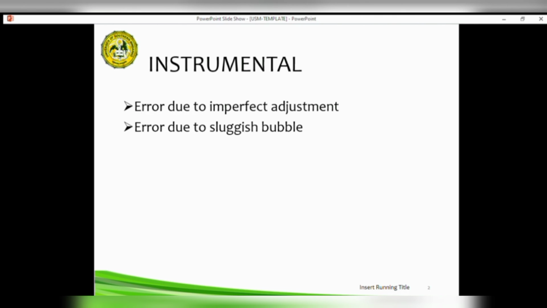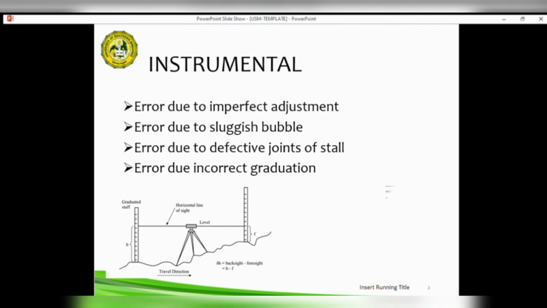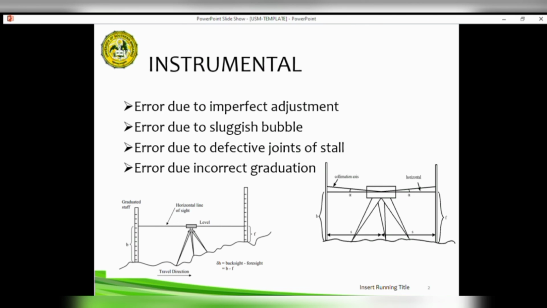Error due to sluggish bubble. If the bubble is sluggish, it will come to rest in the wrong position. Error due to defective joints of staff. Joints of the extendable leveling staff may be worn out after being used for a long period. Last, error due to incorrect graduation. The graduation of the leveling staff may not be perfect.